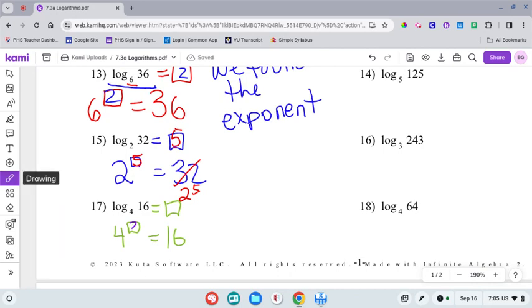What exponent makes 16? Well, it's got to be 2, right? 4 to the second power equals 16. Or, 16 is 4 to the second power. I know that's got to be 2. That answer is 2.